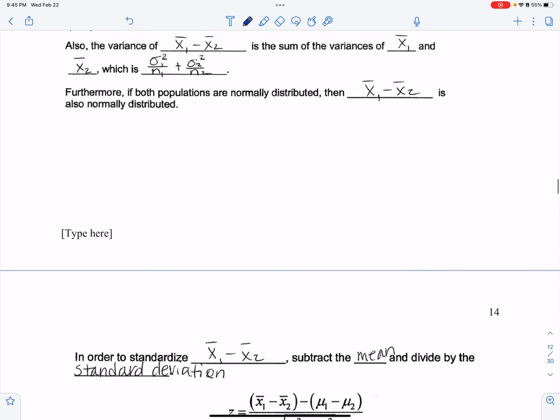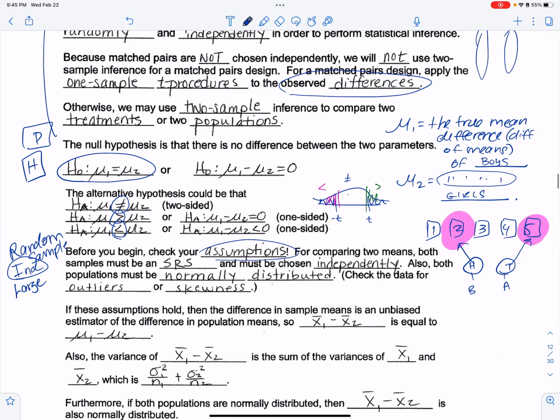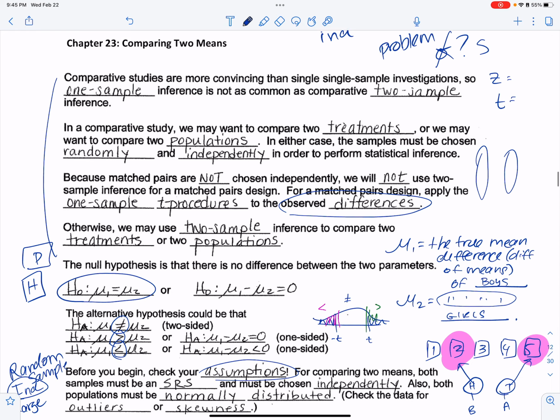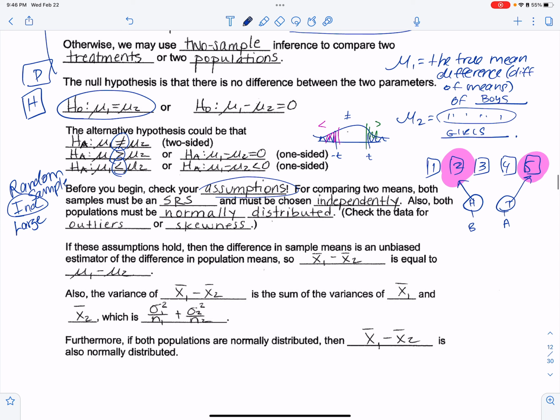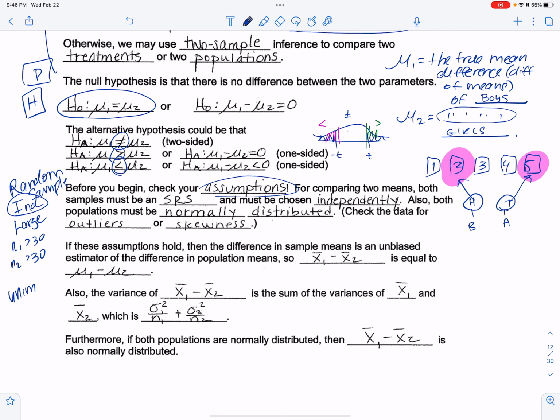But the large sample is the same thing that we've been doing, and that is going to be for n, each one. You have to have N1 and N2 greater than 30. And if it's not greater than 30, you're going to have to show that it's unimodal, symmetric, and has no outliers.